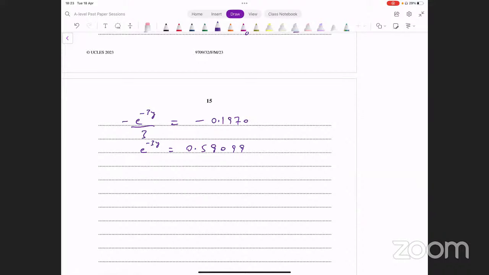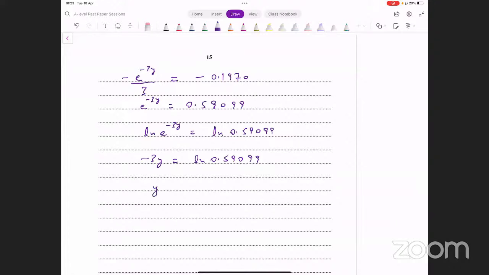क्या करें, दोनों साइड्स पे log ले लें. पावर में आ रहा है ना y, तो ln लेना पड़ेगा दोनों साइड्स पे. ln e raised to power minus 3y, that equals ln of 0.59099. minus 3y नीचे आ जाएगा. minus 3y equals ln of 0.59099. अब ये minus 3 वहां पे जाके डिवाइड कर दें and see what you get from that.